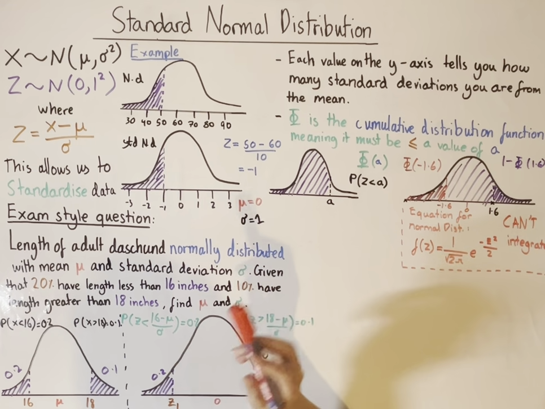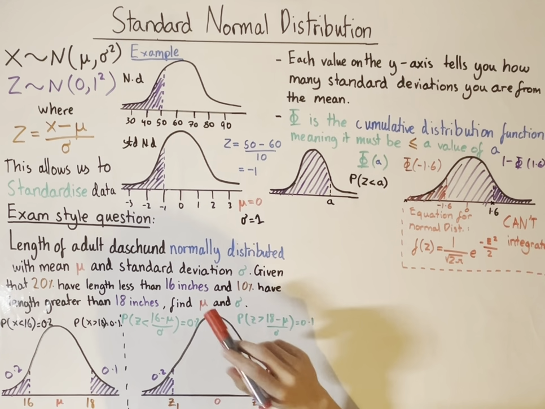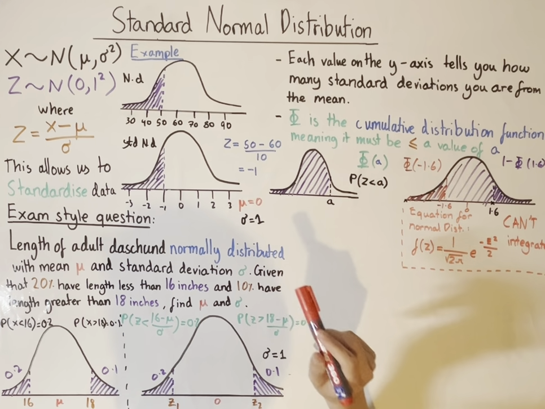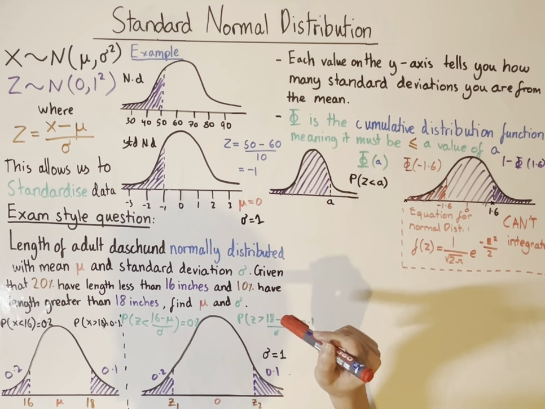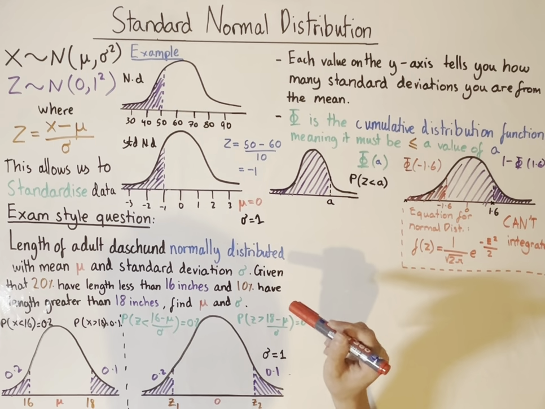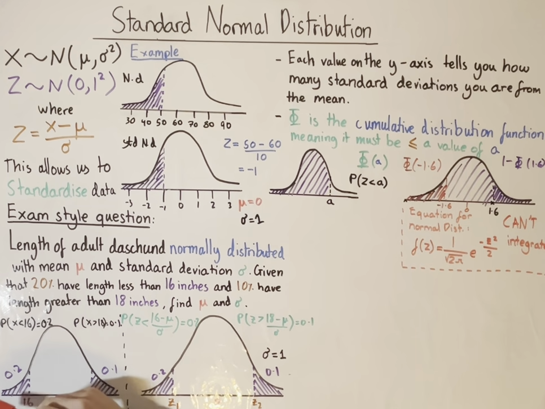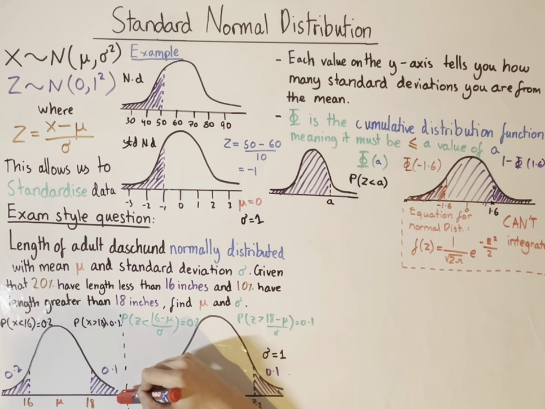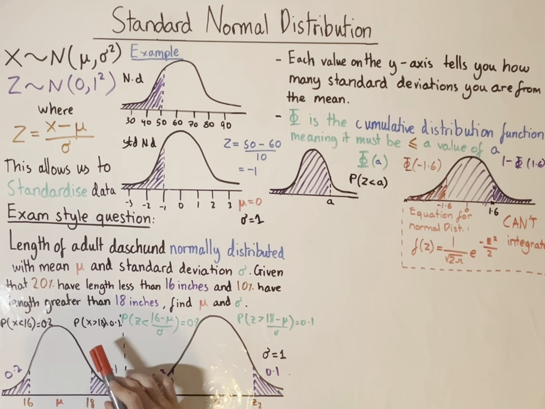Okay, so the length of adult Dachshunds is normally distributed with mean mu and standard deviation sigma. Given that 20% have length less than 16 inches and 10% have length greater than 18 inches, find mu and sigma. So this is going to be our normal distribution graph, which has probability x is less than 16 as 0.2 and probability x is greater than 18 as 0.1.